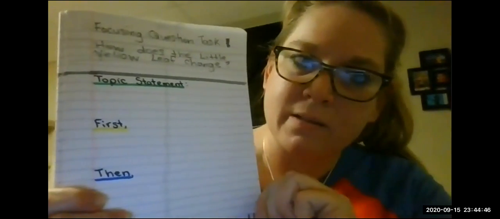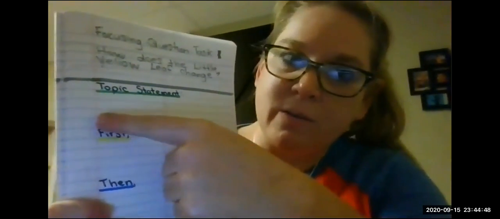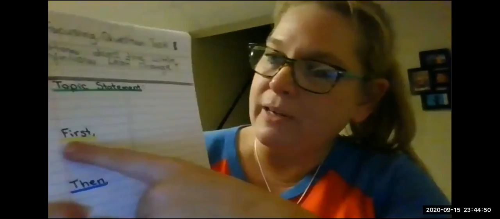You have to have your first statement. Do you see how I underlined it in yellow? Because on your chart back here, it's going to be circled in yellow. So those are going to go together. And look, if you go ahead and write first on your paper, you will already have the third requirement. Okay, you'll have a topic statement. Then you're going to have first, and you're going to finish the sentence like first.